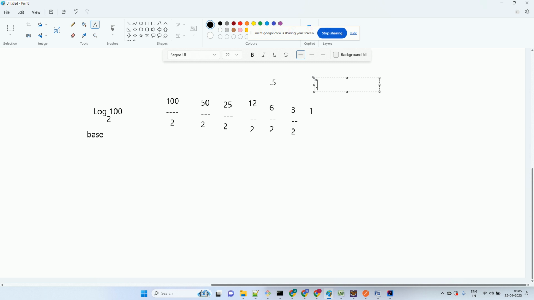Correct. So if I join these two 0.5s, I will get one more 1, right? Assuming. Now, how many divisions have I done to come till 1? Count the divisions now. 1, 2, 3, 4, 5, 6, right? And if I accumulate these two, so log 100 to the base 2 is roughly 7. It is 6 point something, but roughly I am saying 7.